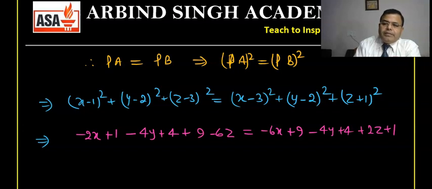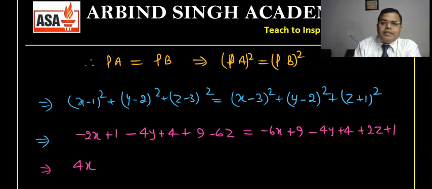Now this minus 6x will come this side, it will be plus 6x, minus 2x is 4x, isn't it? So we can write it directly as 4x here. Minus 4y and minus 4y, this will vanish, both sides minus 4. So it will vanish.